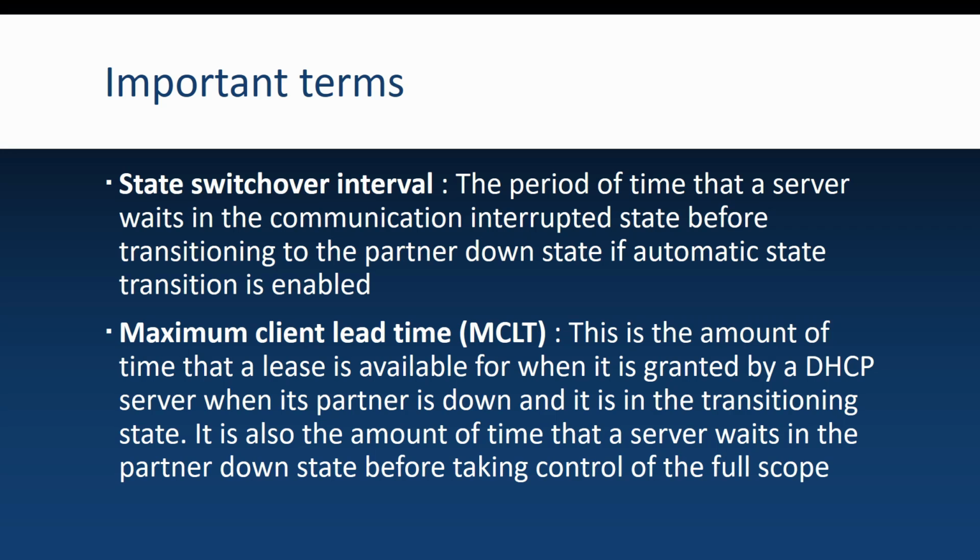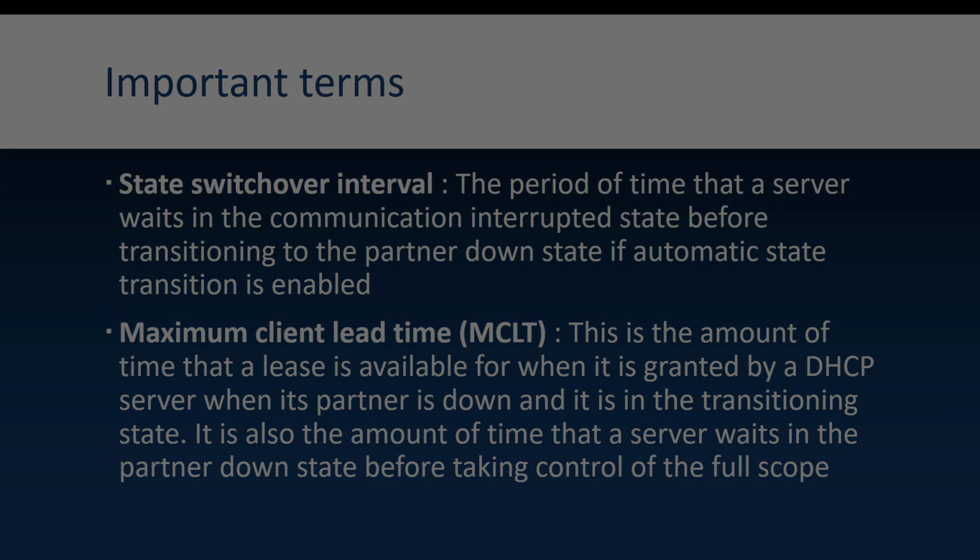We also have maximum client lead time, or MCLT. This is the amount of time that a lease is available for when it is granted by a DHCP server when its partner is down and it is in a transitional state. It also is the amount of time that a server waits in the partner down state before it will take full control of the scope.